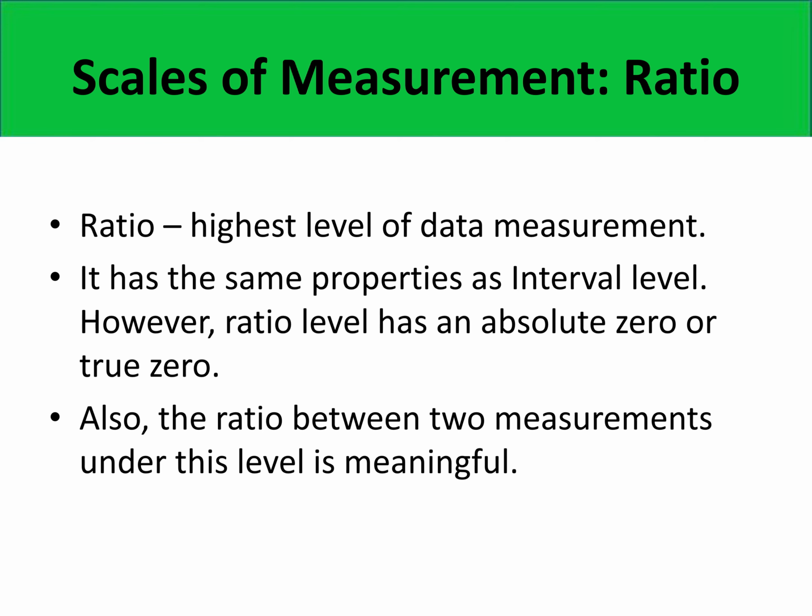The last level of measurement is the ratio level, and it is the highest among the four levels of measurement. It has the same properties as the interval level, but the ratio level has an absolute zero or true zero, meaning zero means nothing or zero means absence of the phenomenon. Also, the ratio between two measurements under this level is meaningful. This means that whenever we have the number 4 and the number 2, it means that 4 is exactly twice as much as the number 2.